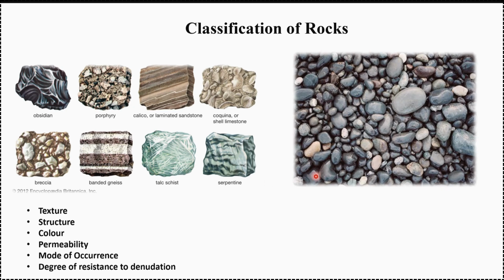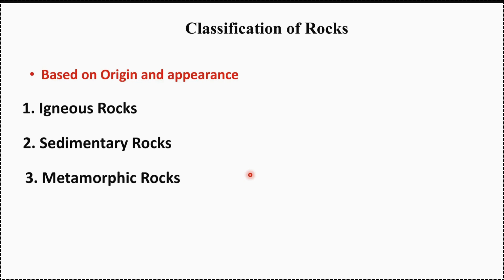A basic introduction: rocks are naturally formed solid aggregates of minerals or mineraloid materials. Each rock type has its own characteristics based on texture, structure, color, permeability, mode of occurrence, and degree of resistance to denudation. Typically, we can classify all these rocks based on their origin and appearance into three types: igneous rocks, sedimentary rocks, and metamorphic rocks. Each type has unique characteristics and a formation process that we'll explore in this video.